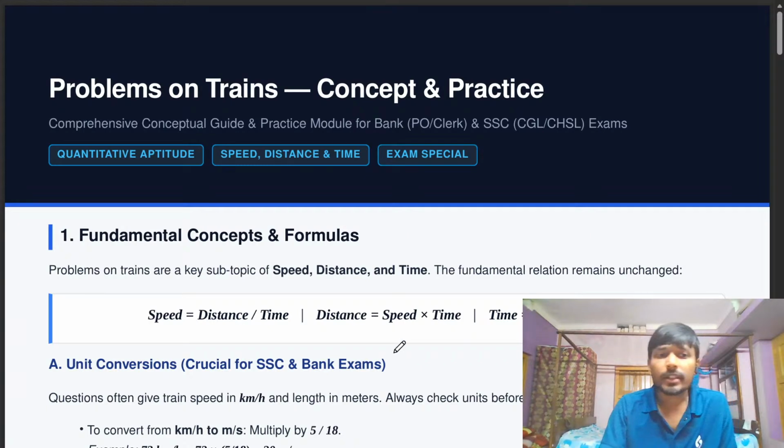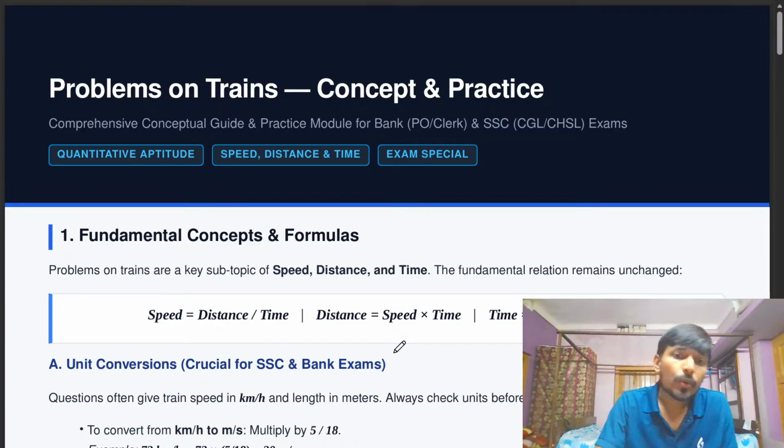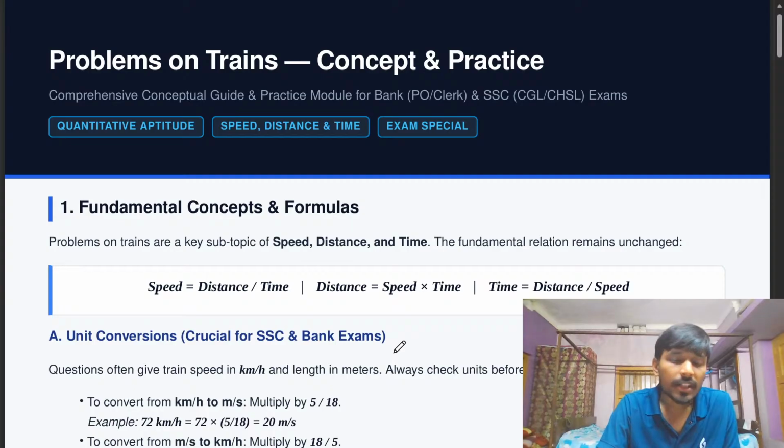Here is a comprehensive conceptual guide and practice module for bank PO and SSC CHSL exams. The chapter is related to speed, distance, and time. So you have to watch the previous chapter before studying this.